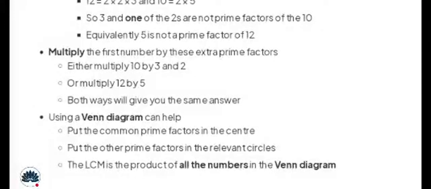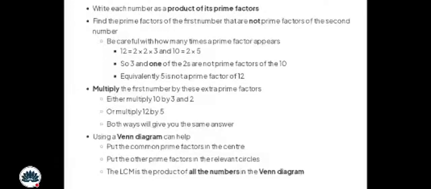Using a Venn diagram can help. Put the common prime factors in the center. Put the other prime factors in the relevant circles. The LCM is the product of all the numbers in the Venn diagram. We'll be solving the Venn diagrams in set notation to understand this, in the upcoming video.